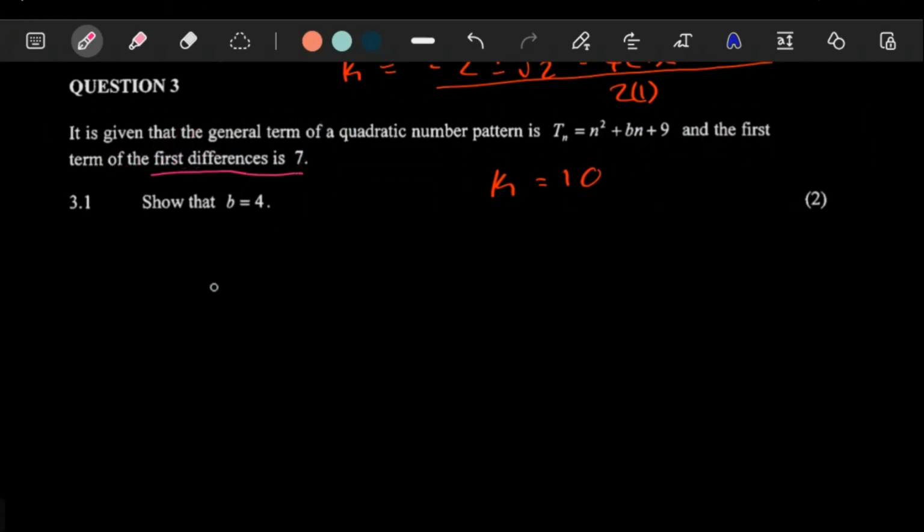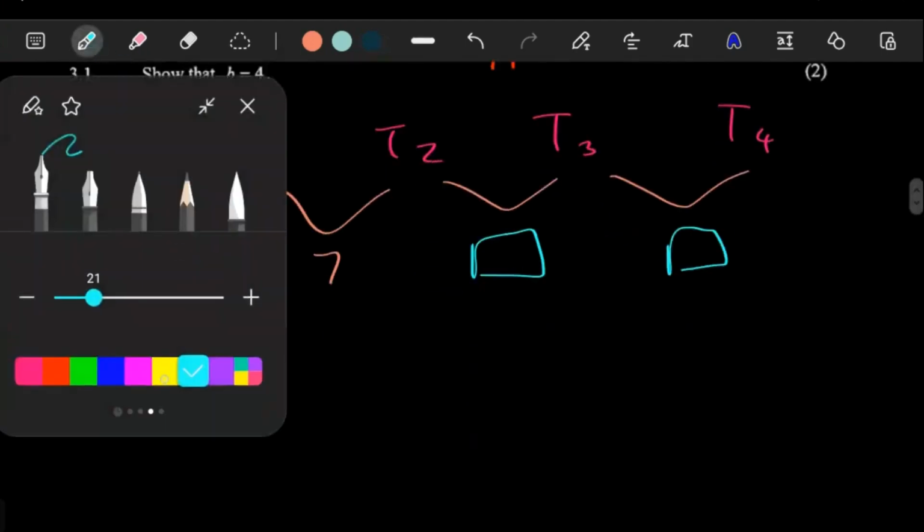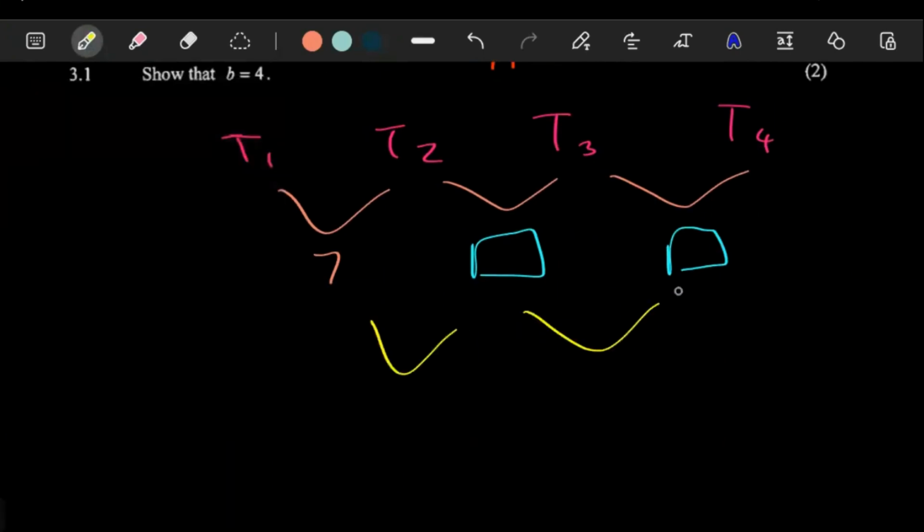What that means is you have a sequence, right? T1, T2, T3, going on and on and on. Now, T2 minus T1 gives a 7. And then T3 minus T2 gives a certain value. And then T4 minus T3 also gives a certain value. We don't know what these particular values are. All we know is a quadratic number pattern has a second common difference. So whatever the second common difference is, we don't know what it is.